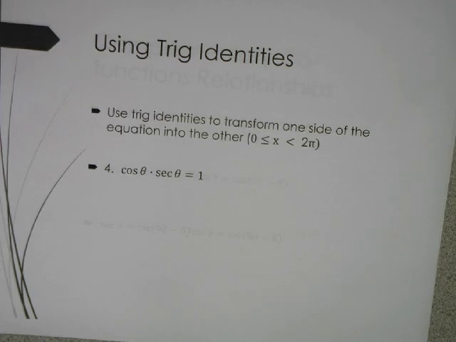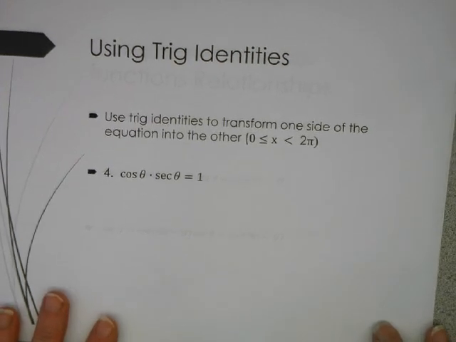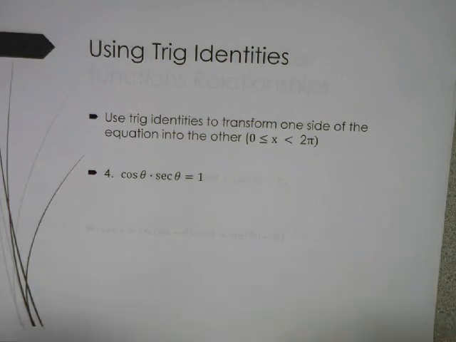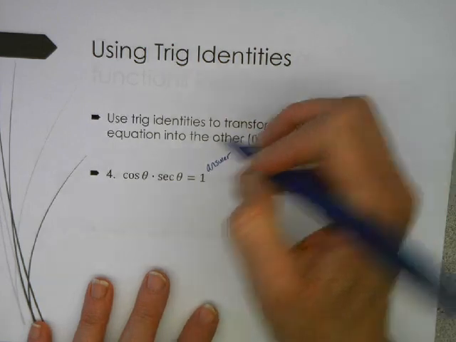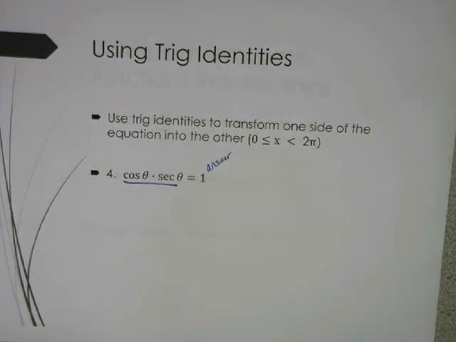So this last one, it tells you to prove. So it tells you the answer is 1. You have to prove it. So you know this is going to be the answer, so you're not going to fool with that. You're just going to look at this side and you're going to show how it is. And it says use trig identities to transform one side of the equation to the other side.